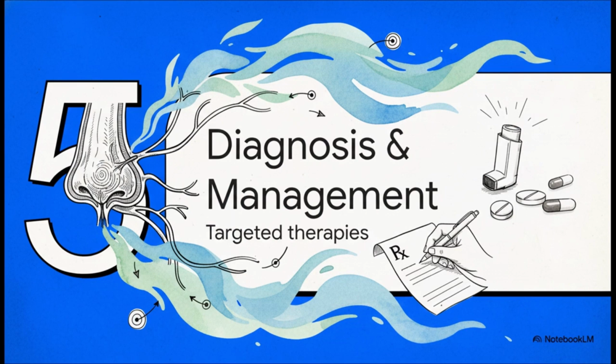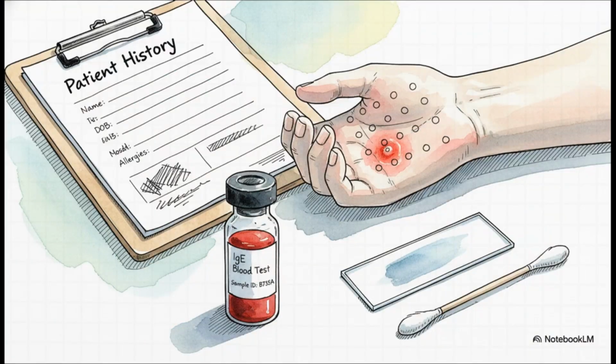Let's wrap things up with Section 5, Diagnosis and Management Targets. Let's tie it all together. Your diagnostic toolkit obviously starts with that meticulous history we talked about, but to visually confirm what your history suggests, we use the skin prick test. By placing small allergen samples right on the skin, we can actually see that localized IgE response happening in real time. It produces a classic red, raised, itchy little bump.